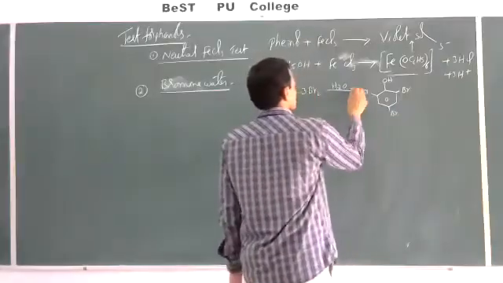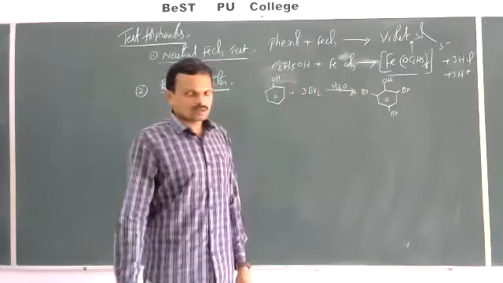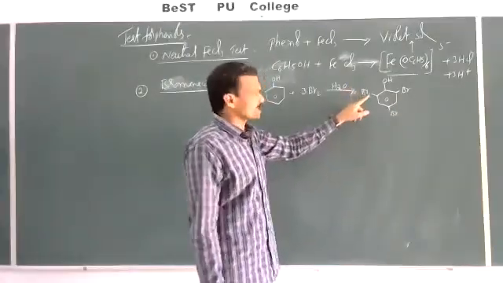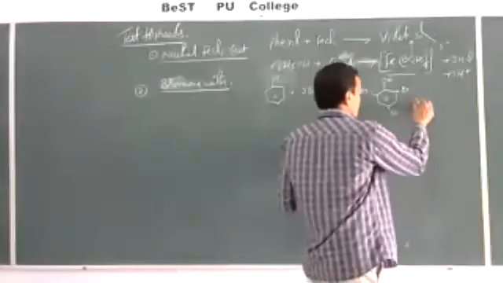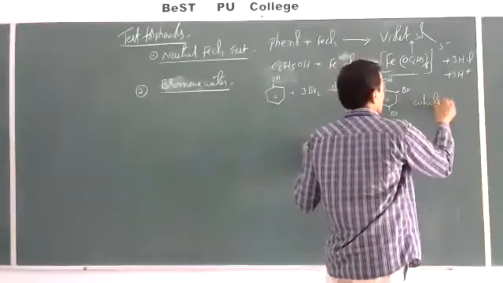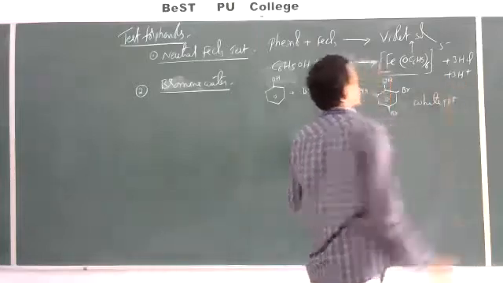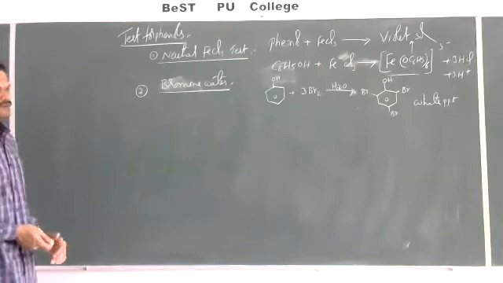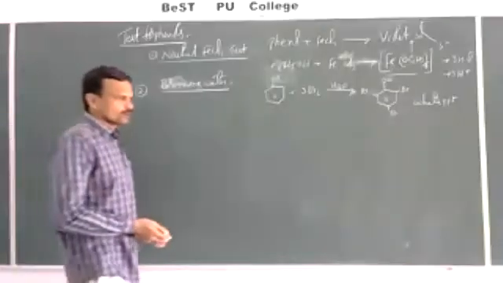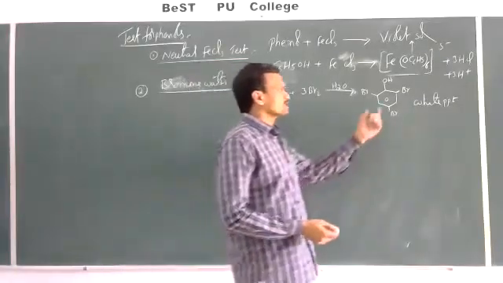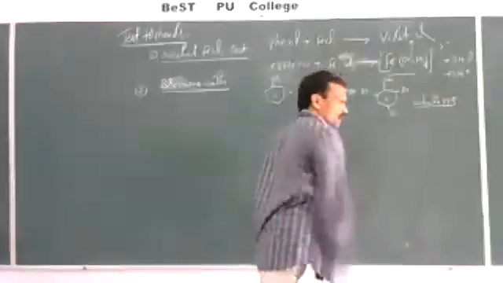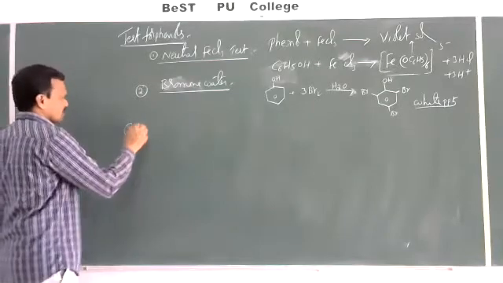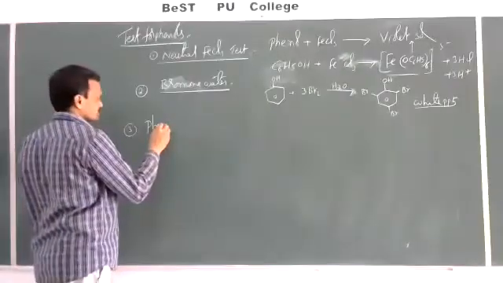This is 2,4,6-tribromophenol, which we already discussed in the chemical properties, and it is a white precipitate. So this is another test for phenols. Phenols, when treated with bromine water, give 2,4,6-tribromophenol, which is a white precipitate. And the third test is the Liebermann's test.